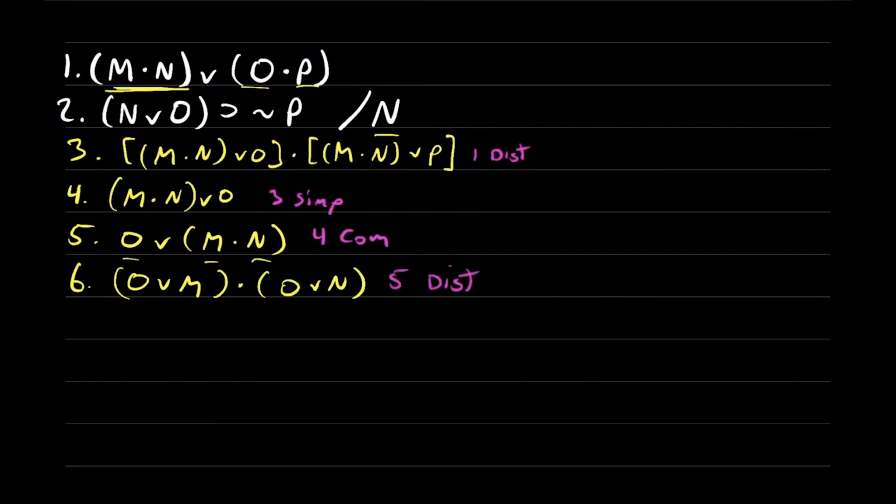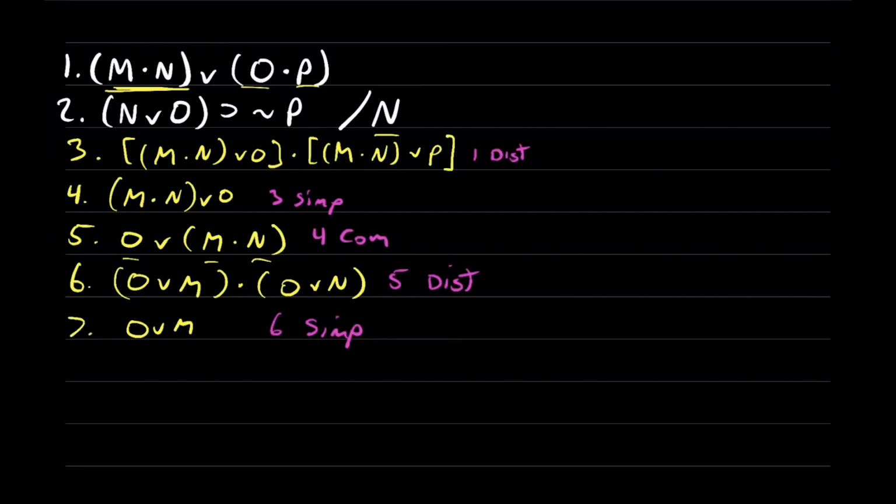Okay. Well, once we have O or M and O or N on their own lines, we can simplify each of these two terms out. In fact, let's do that. We can get O or M on its own line. That's going to follow from line 6 by simplification. Oops, excuse me, this should be line 7, not line 6. Fix that real quick for you.